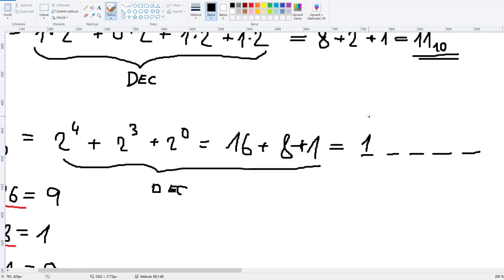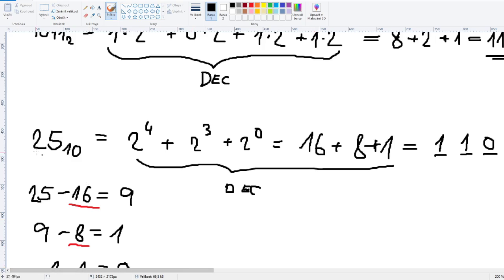Then this is the power of 4. Then we go 1 down, which is 3. Yeah, it is present, so we put 1. Then power of 2, it is not present, so we write down 0. Power of 1, not present, 0. Power of 0, 1. Nice.